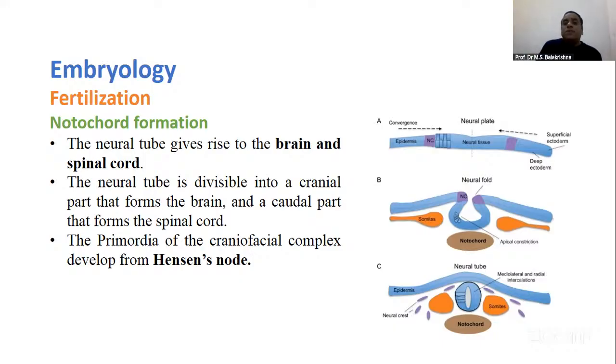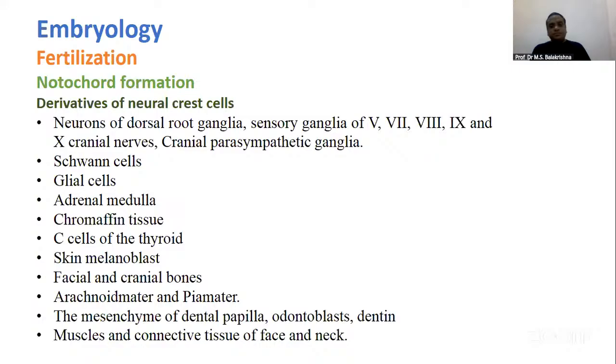The primordia for the craniofacial complex develops from Hensen's node. So please make a point. Hensen's node is the point from where the craniofacial complex develops. Then, all these structures are derived from the neural crest cells. It's a list of cells. You can read this. It is an important MCQ. Some of them may be asked, the derivatives of neural crest cells.